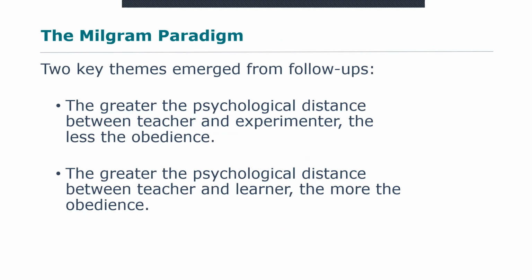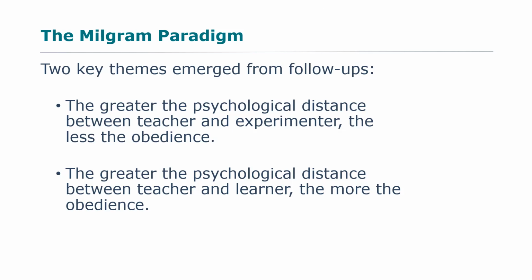Still, there were two key themes that emerged from follow-up studies. Milgram actually conducted a series of these studies where he would change conditions. The first theme is that the greater the psychological distance between the teacher and the experimenter, the less the obedience. I'll just mention one of the other conditions. He did a condition where the experimenter wasn't in the room with the subject who was delivering the shocks. He would talk to him by phone instead of in person. Otherwise it was the same. He would urge them to continue, but he was doing it by phone. In that condition, only 30% of the subjects continued shocking all the way to the end, compared with 65%.